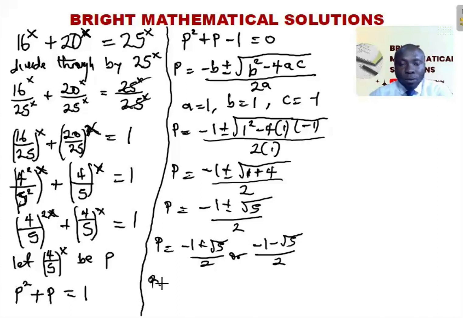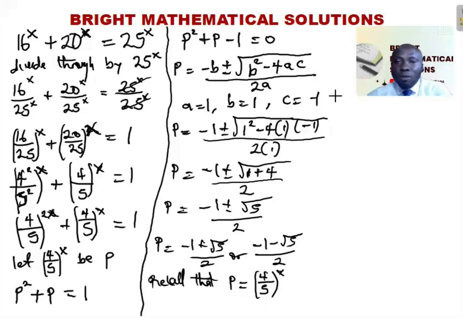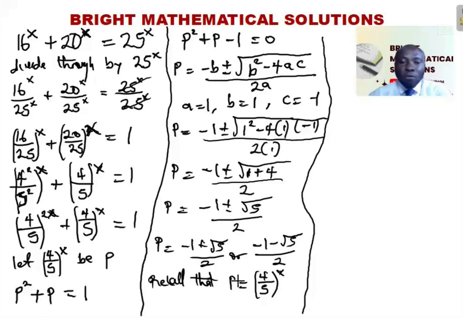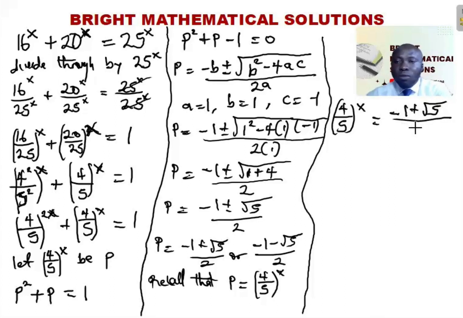Recall that p equals 4 over 5 raised to x. So we are now going to substitute the value of p back into our representation so that we can solve for the value of x. Recall, this question asks us to find the value of x. Therefore, since p is this, this will now become 4 over 5 raised to x equals minus 1 plus root 5 all over 2.